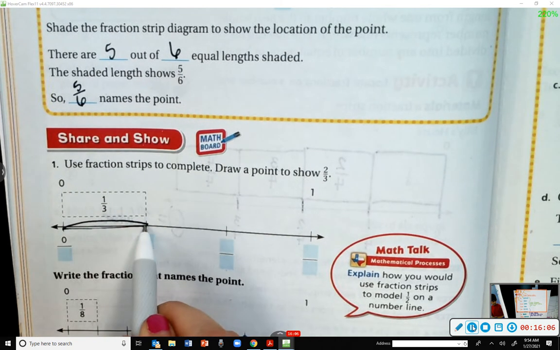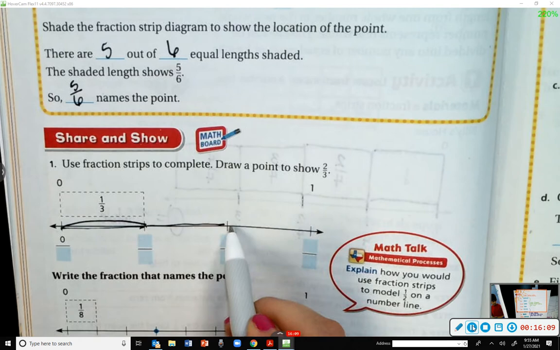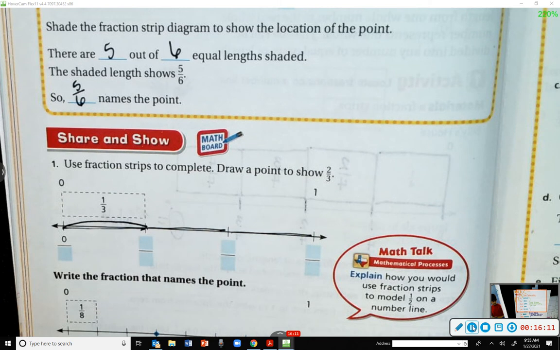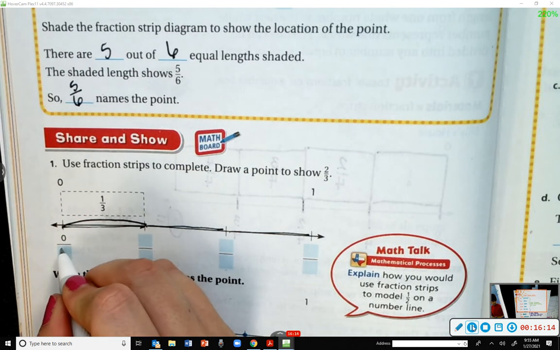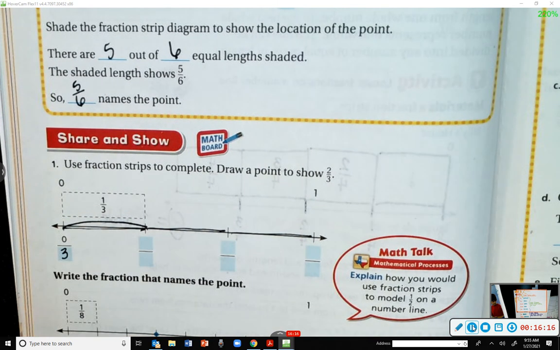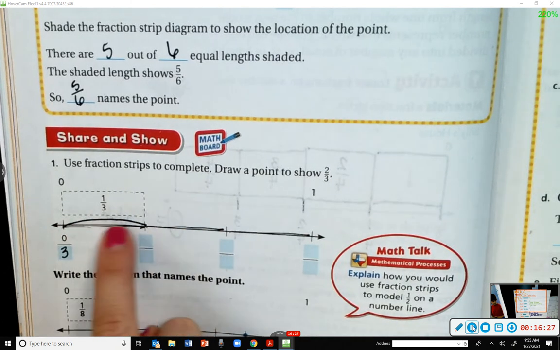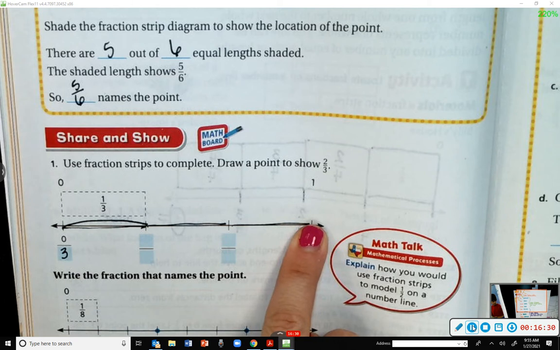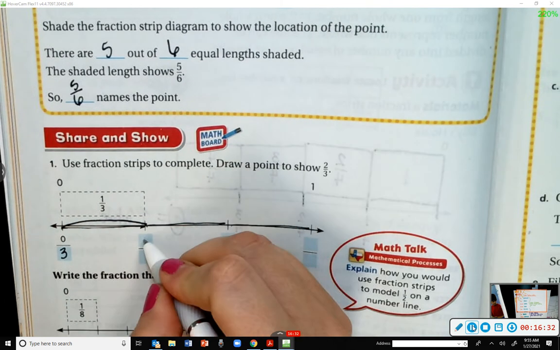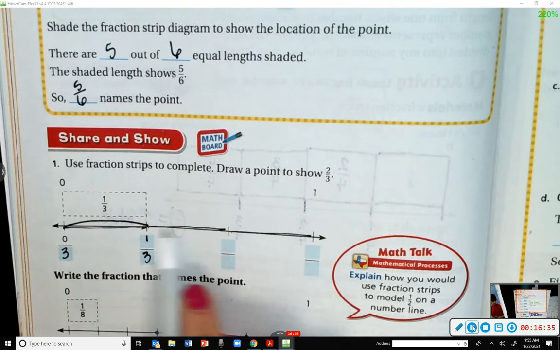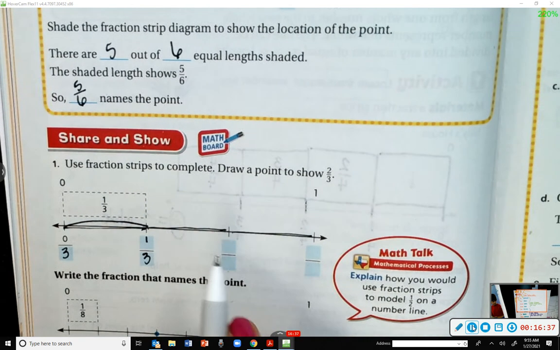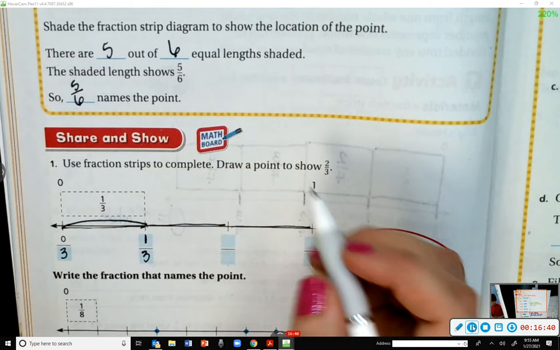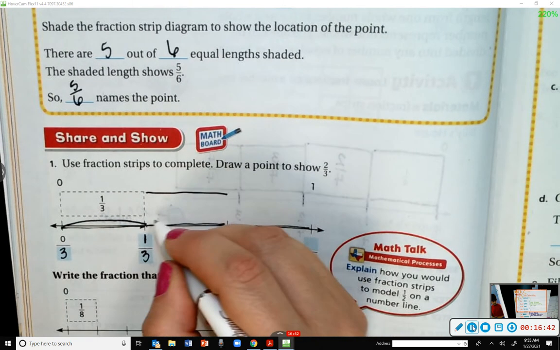I have 1 part here, 2 and 3. If there's 3 parts, then my denominator becomes 3. Okay, so the denominator is how many total parts there are on the number line. In this case, there are 1, 2, 3. Okay? So what comes next? What would be this part? 1/3, 2/3. Good. So we're going to label our fraction strip up here.